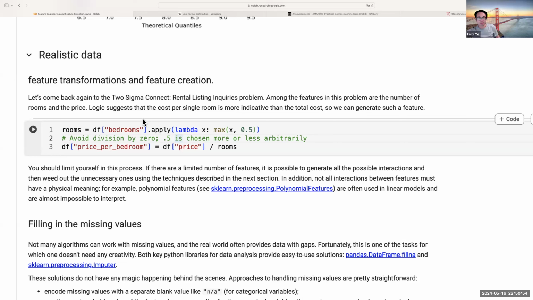So a simple logic is that the cost per single room is more indicative than the total cost. So what we can do is create a new feature. This is very common, that we create features like this. So we can do the price per room. Sometimes you will see the bedroom count being zero, so that's why I'm going to replace zero with 0.5. This is chosen more or less arbitrarily, just to ensure this doesn't divide by zero.